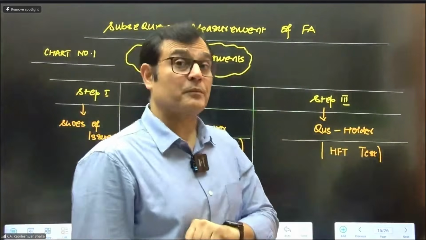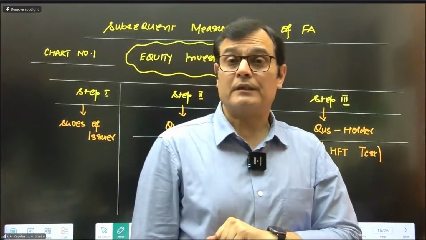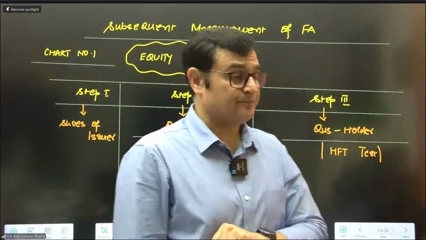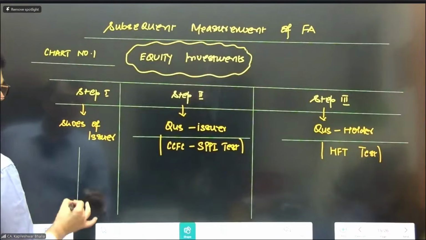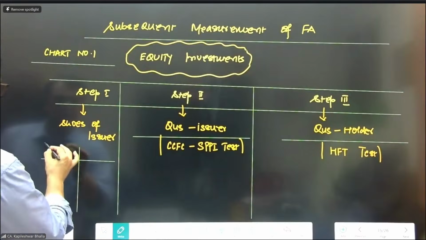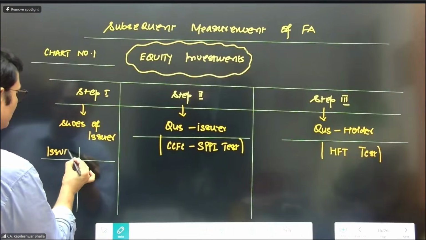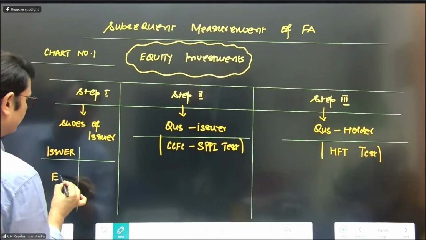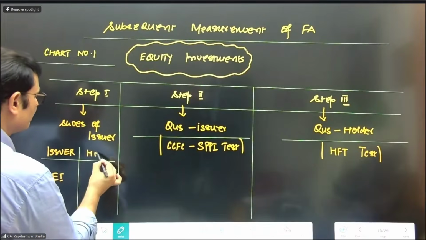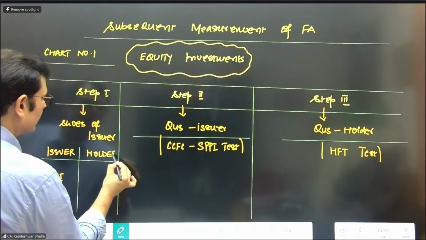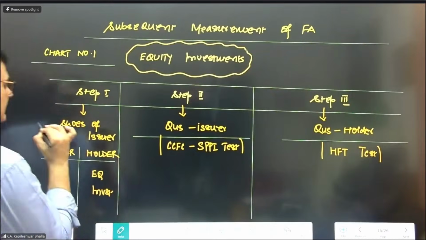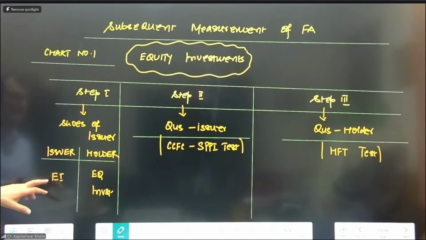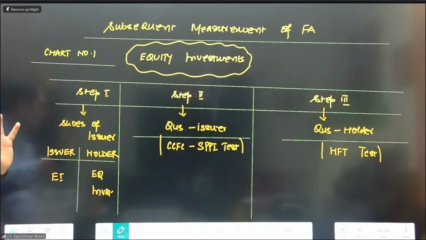And in terms of step number three, you're looking at the equity investments held for trading. Now let's connect the dots. When you step into the shoes of the issuer, we would have realized that from the point of view of the issuer, it's an equity instrument. So from the point of view of the holder, it becomes what is called equity investments. What is an equity instrument as per Ind AS 32 for the issuer becomes an equity investment for the holder.